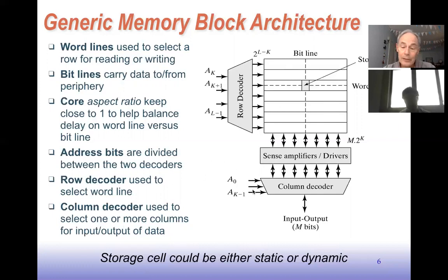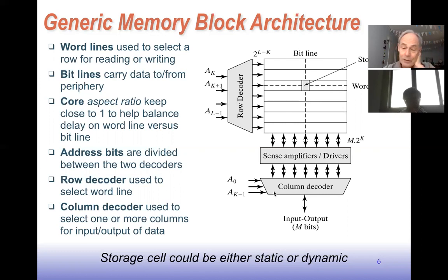Likewise, some of the other bits are used to activate some subset of columns. So we could multiplex out the proper set of bits for a particular word that's stored in a row. Okay, and so this architecture works for both SRAM and DRAM. It's the same basic idea. So it's a basic block.